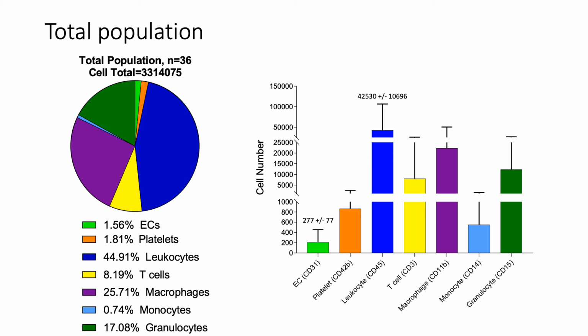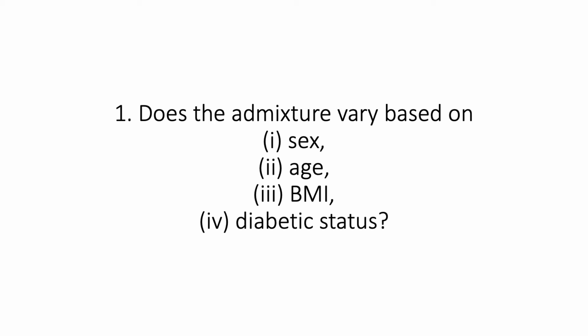Now that we know the cell admixture composition, we have two questions. One, does the composition change with patients of different characteristics? And two, is the endothelial cell fraction pure? First, we wondered if the admixture composition varied based on patient characteristics such as sex, age, BMI, and diabetic status.